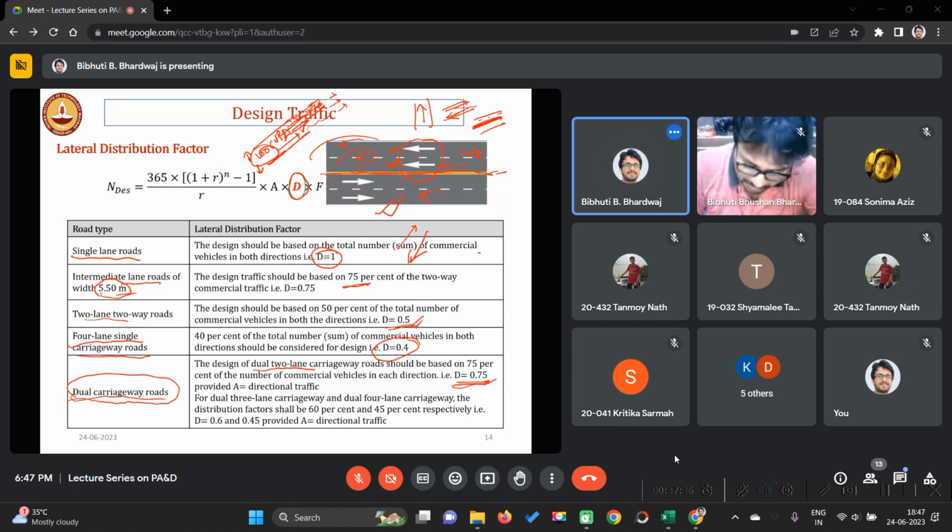Similarly, if it is three lanes on both sides, that is a 6 lane road, then D will be 0.6. And if it is 4 lane, double dual 4 lane, that means total 8 lane, then D will be 0.45. So I hope you already knew these things and your memory cards are refreshed.